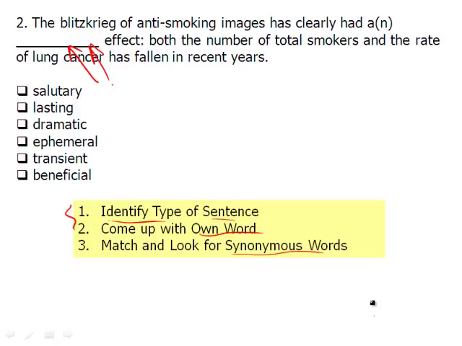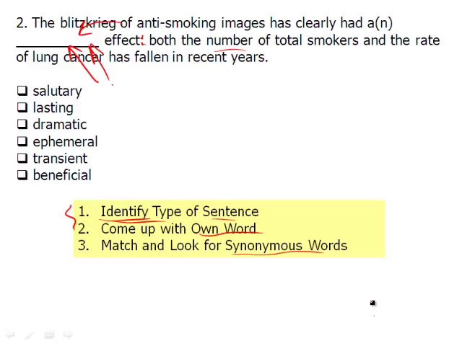Okay, let's read it. The blitzkrieg of anti-smoking images has clearly had a blank effect. Both the number of total smokers and the rate of lung cancer has fallen in recent years. So, what do we know that's going on here? Well, identify type of sentence, there's a colon. Therefore, the blank is going to be defined by what comes after the colon. And it says here, well, what effect is it? Number of total smokers, lung cancer, both have gone down, both have dropped or fallen in recent years.